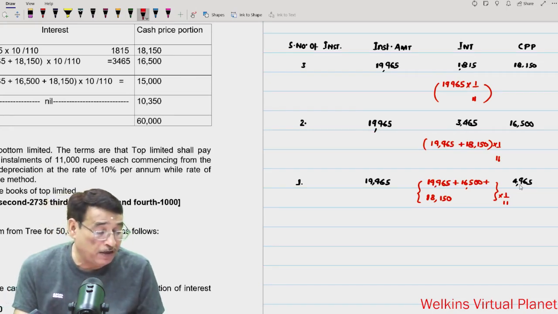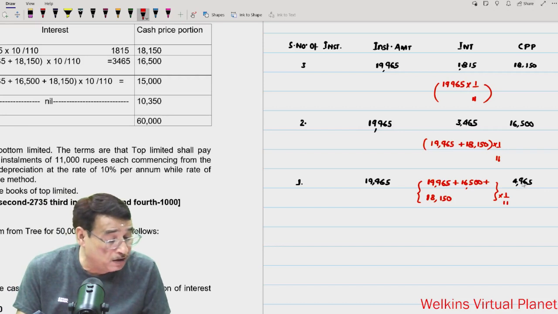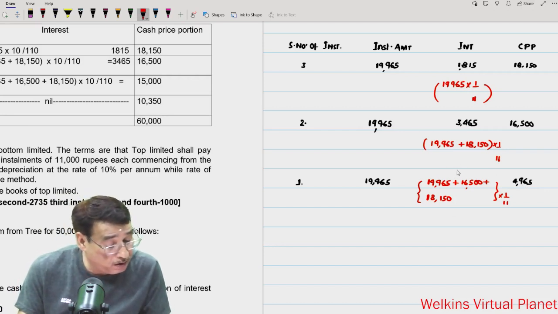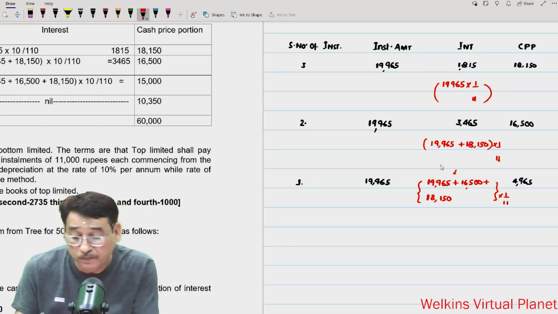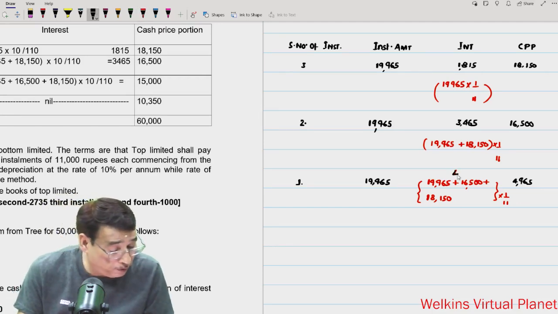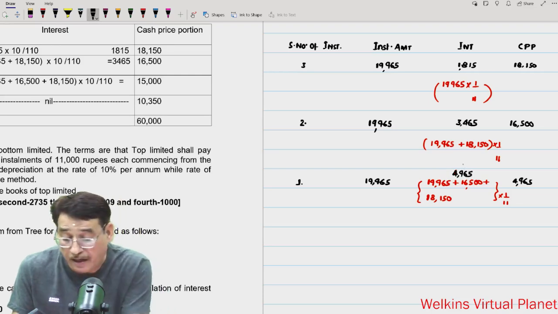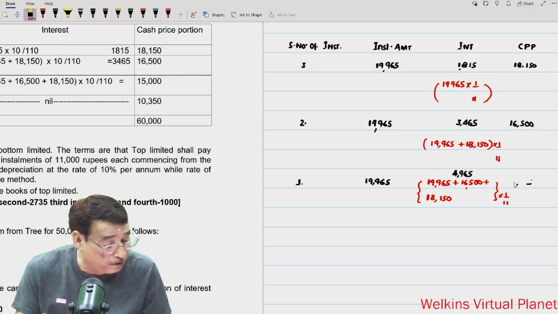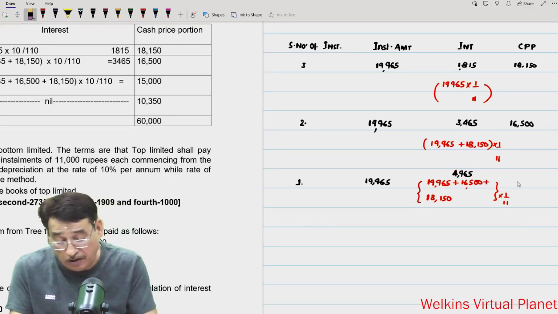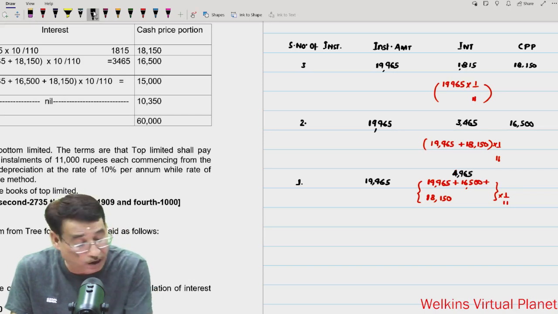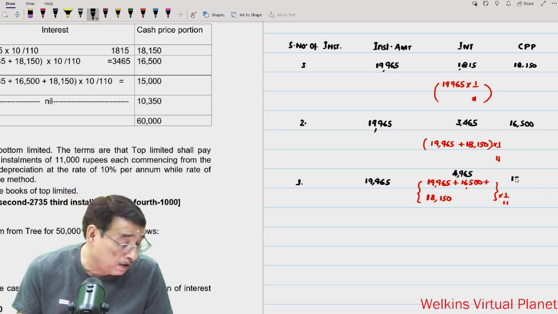In order to find out the interest, I have written interest here. Interest should be written over here. I will write here 4965, and I will subtract 4965 from 19,965. It will be equal to 15,000. Cash price portion is equal to 15,000.